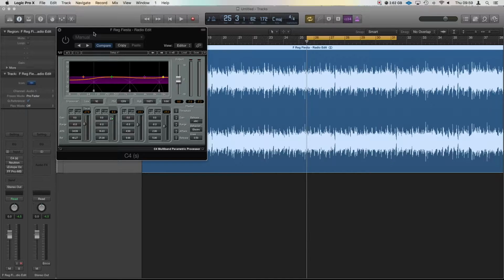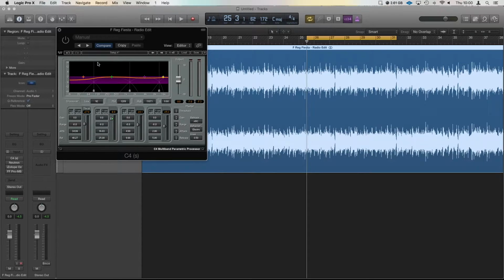Okay, so the key thing about a multi-band compressor is essentially they are modeled on hardware that existed. And the idea being they are a series of compressors that break the frequency spectrum up into a number of bands. C4 breaks it up into 4 bands.